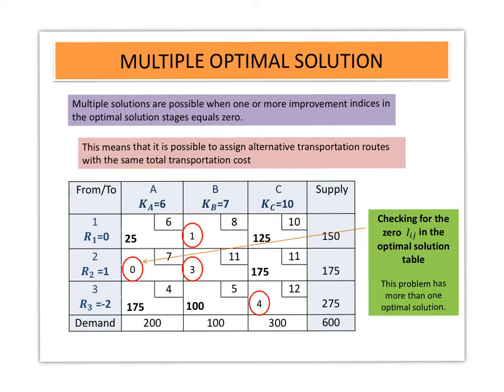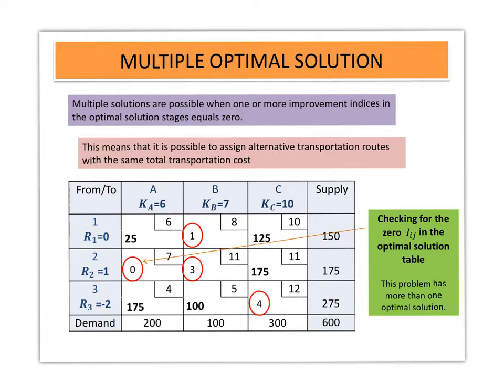Multiple optimal solution in transportation table. Okay, what does it mean by multiple optimal solution? It means that there are alternative transportation routes with the same transportation cost, and it is optimal, right? The alternative route is also optimal.